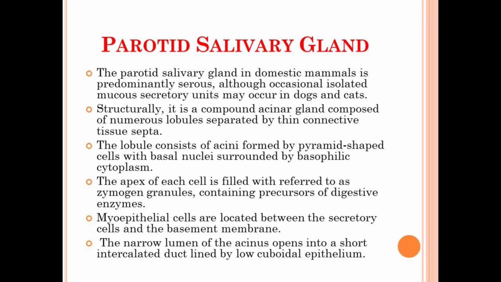Now the narrow lumen of the acinus opens into a short intercalated duct that is lined with the help of a low cuboidal epithelium. So basically, acini are located inside the lobule and open into a duct known as the intercalated duct, which is lined with the help of a cuboidal epithelium.